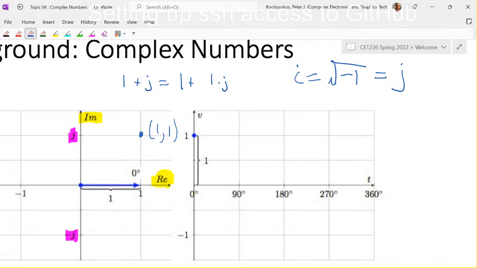Right? So in this case, if I have this blue vector here, right? So that's going to be 1 plus 0j. The projection of that 1 plus 0j onto the real axis is just 1. Right? So that's why this is plotted here.